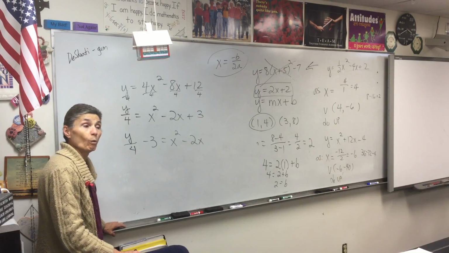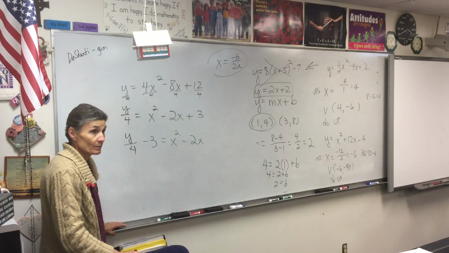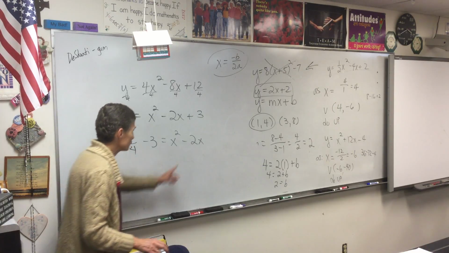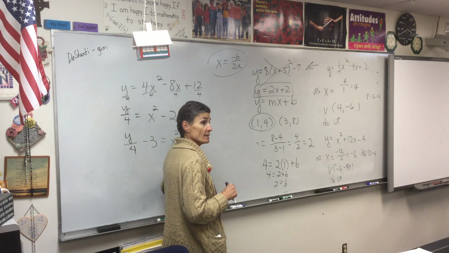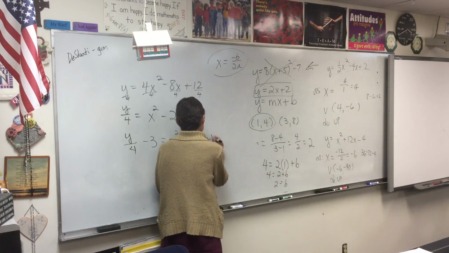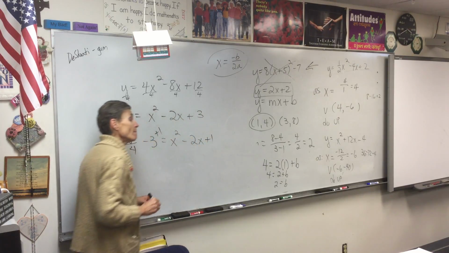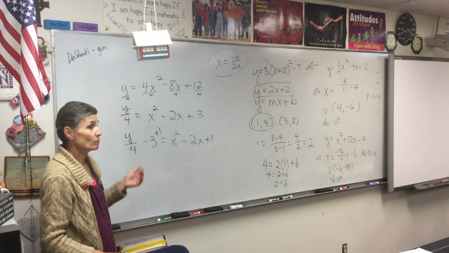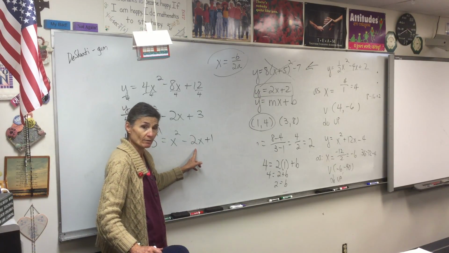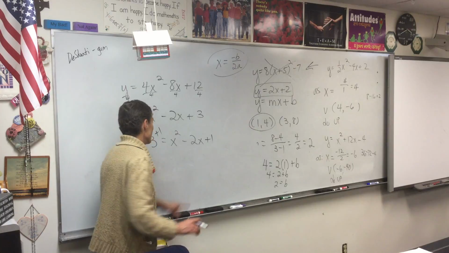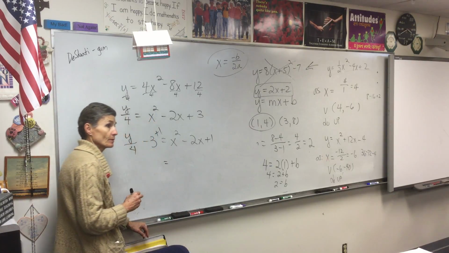Well, we want to make it factorable. Half of 2 is 1, and 1 squared is 1. So we're going to add 1 to both sides. Remember, the number that you add to both sides is half of this squared. Okay?